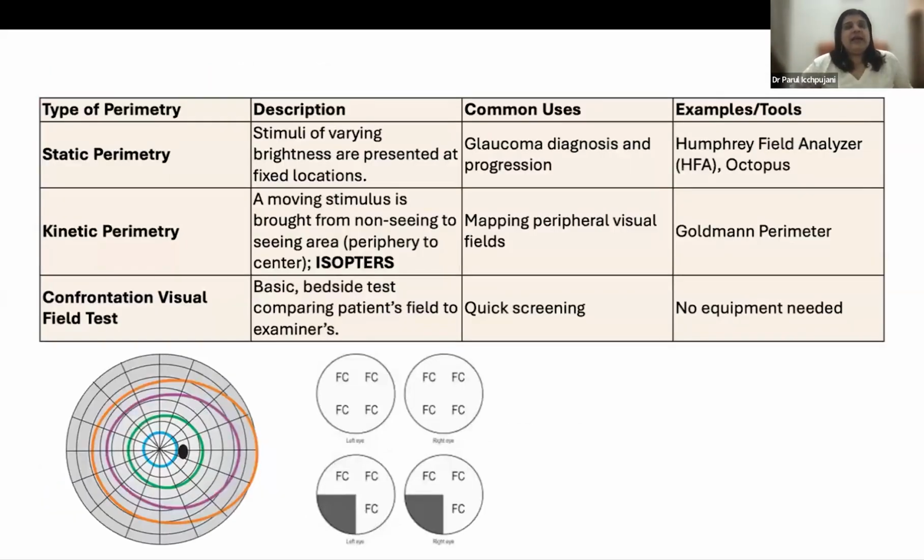So there are several types of perimetry. One is static perimetry, which is used for glaucoma diagnosis and progression. So the Humphrey test that we have seen in the previous slide is a static perimeter, where stimuli of varying brightness are presented at fixed locations.